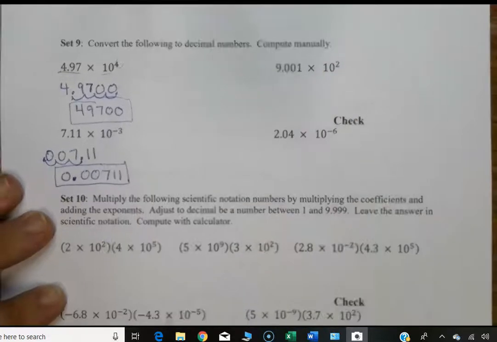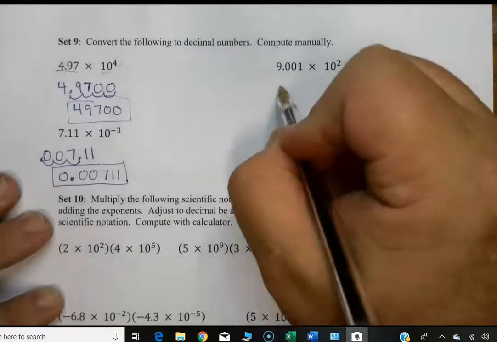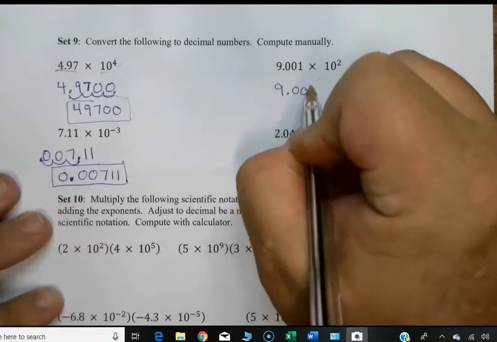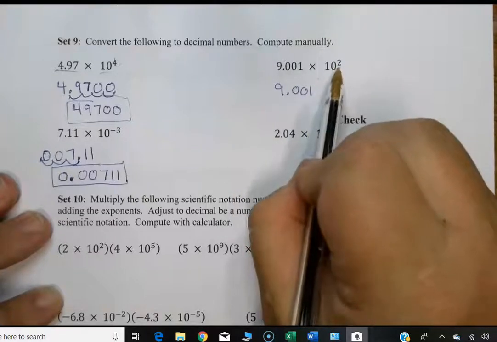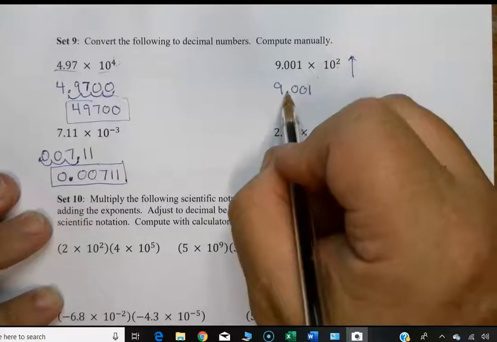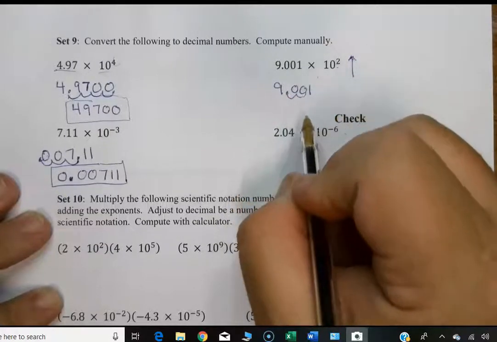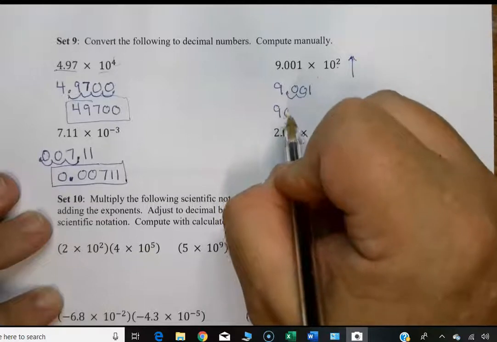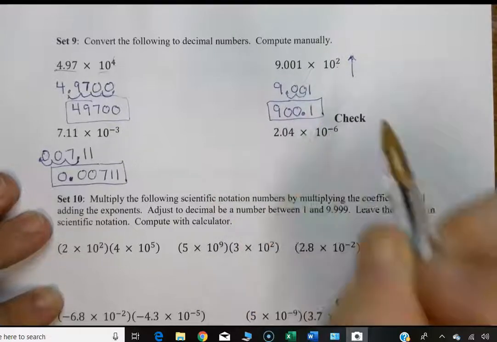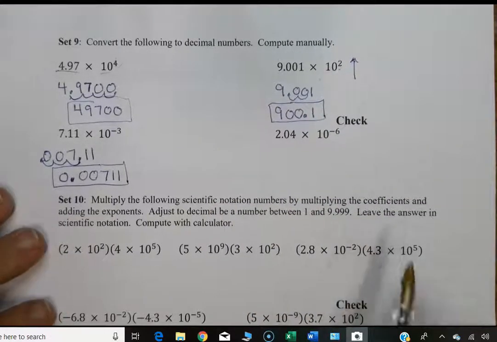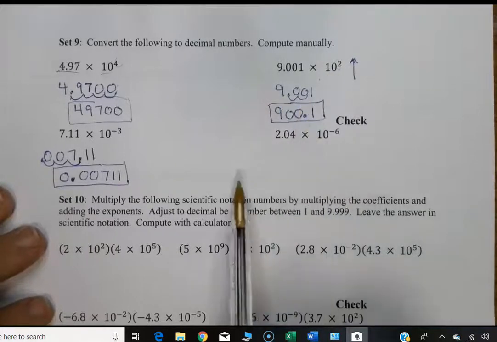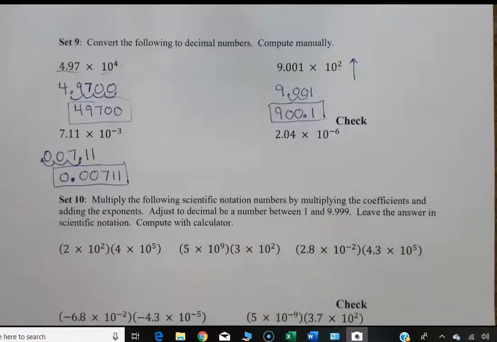I'll do this one silently for you now. Okay, so you can see this is going to be a number bigger than, it's going to make this number bigger, so you move the decimal to the right there. Okay, there's your check problem. You go ahead and do that one.